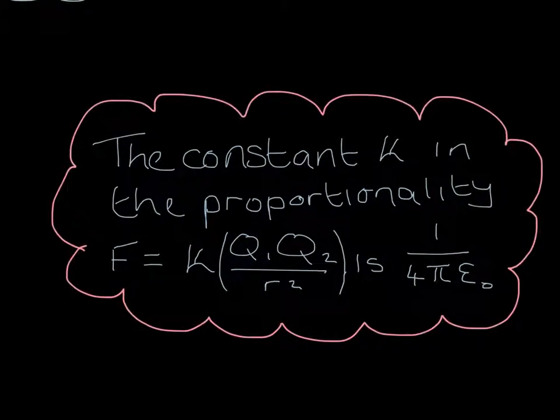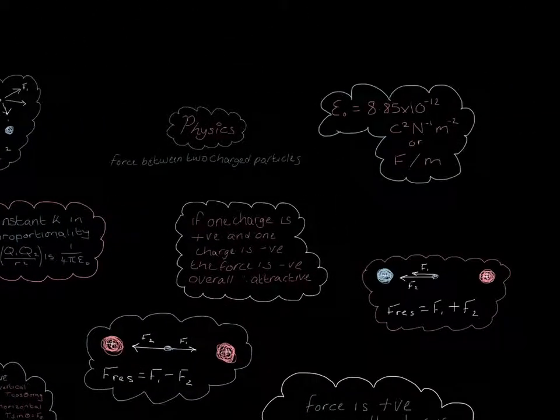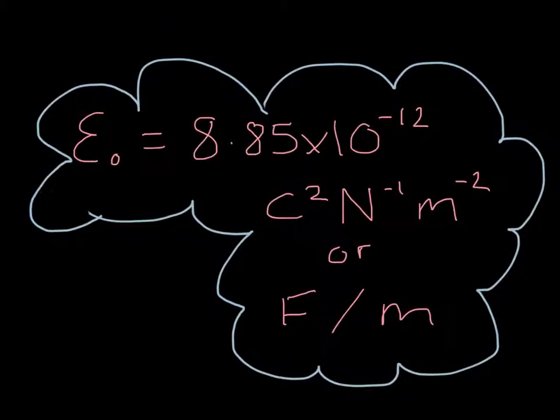As you may have noticed, there is a constant k in the proportionality, which is 1 over 4 pi epsilon naught. Epsilon naught is 8.85 times 10 to the minus 12. The units are coulombs squared, newtons to the minus 1, metres to the minus 2, or F over m. Epsilon naught is called the permittivity of free space.